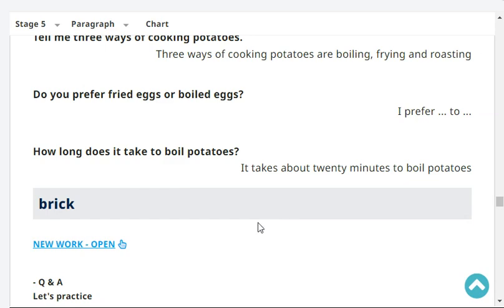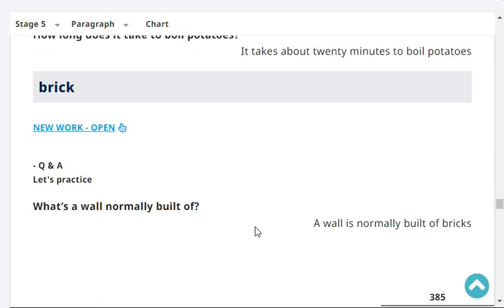How long does it take to boil potatoes? It takes about 20 minutes to boil potatoes. Very good.